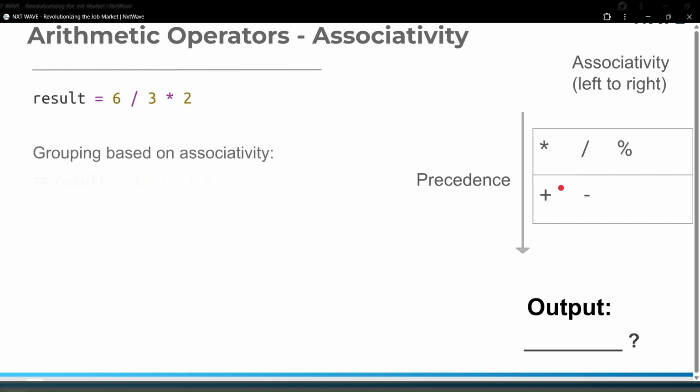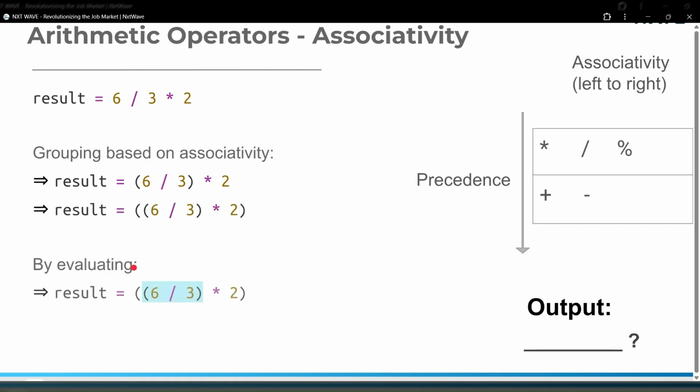First of all, we should divide 6 by 3, and again we should multiply with 2. By evaluating, 6 divided by 3 is 2, and 2 into 2 is 4. Then the output will be 4. Okay, this is the process.